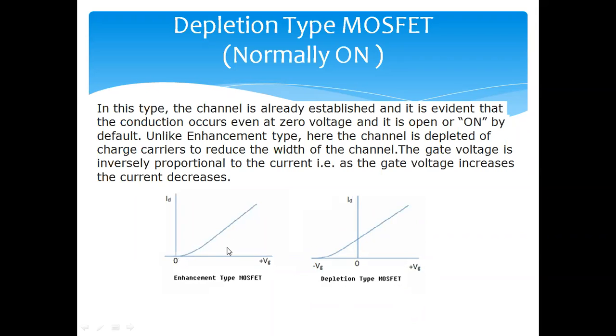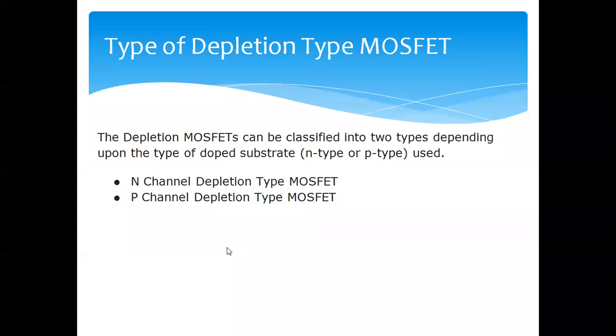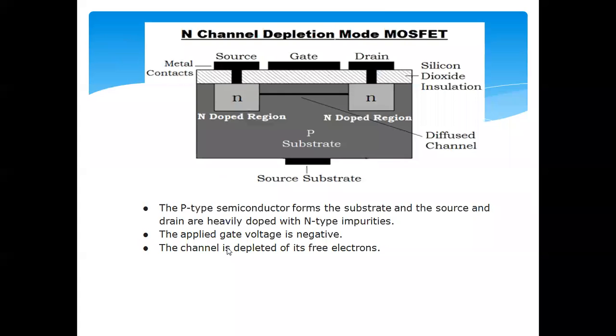That's why this enhancement type MOSFET is called a normally off MOSFET, and the depletion type MOSFET is called a normally on MOSFET. Okay, I hope this is clear. So again, coming back to the N channel depletion mode.